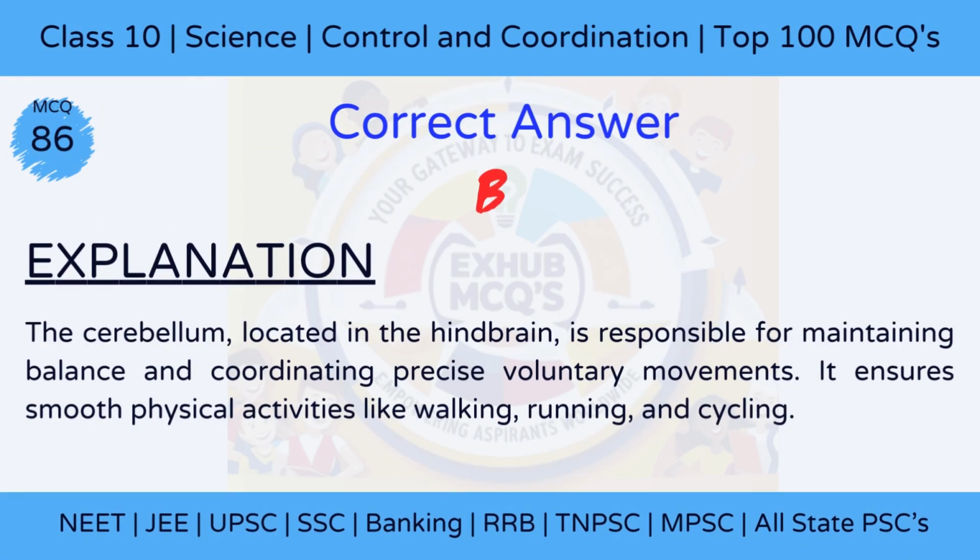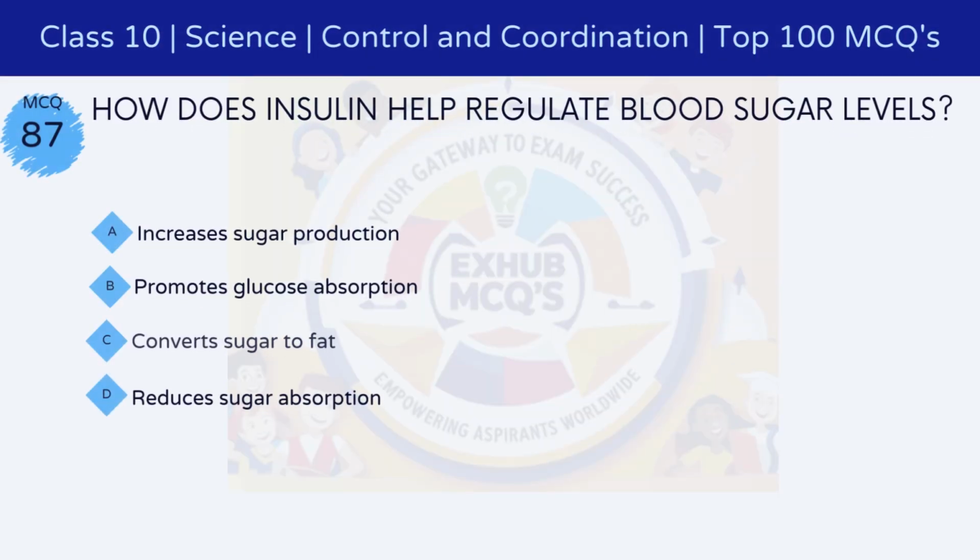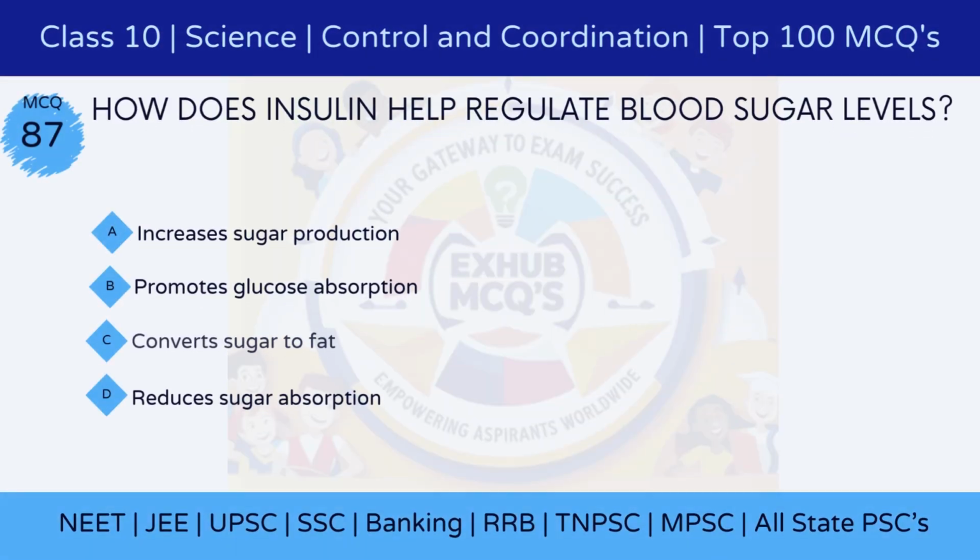The correct answer is option B, cerebellum. Explanation: the cerebellum, located in the hindbrain, is responsible for maintaining balance and coordinating precise voluntary movements. It ensures smooth physical activities like walking, running, and cycling. MCQ87. How does insulin help regulate blood sugar levels?